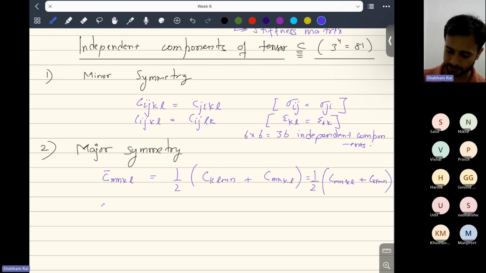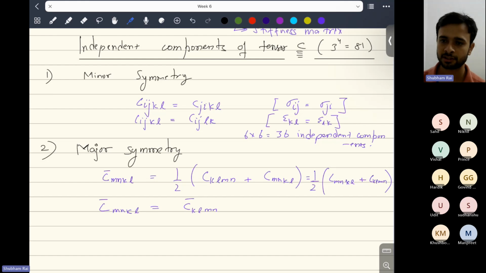And this exists for this C bar MNKL. So we can say that C bar MNKL is equal to C bar KLMN. So now you had 36 independent components, and you can write a 6 cross 6 matrix to represent them. Out of these 36 independent components, you have symmetry. Symmetry means that the 6 cross 6 matrix will be symmetric in its off diagonal terms. So if you draw a 6 cross 6 matrix and consider it to be symmetric, only 21 independent components will be left now.